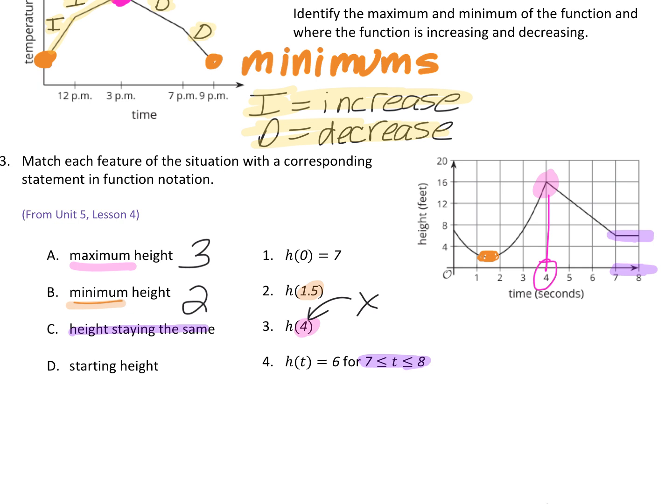So option C, number 4, goes with that. And then finally, the starting height will be right here at the start, at that vertical intercept, and that is when time equals 0, which means it is going to be option 1.